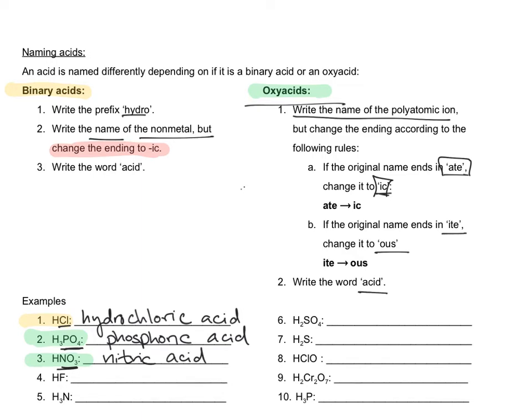So that one's a little bit more complicated, and you've got to remember this ate to ic and ite to OUS. The way that I help my class remember it is that we say we ate something icky. Ate something icky. That helps me remember it. And then you just have to know that the other one is ite, goes to OUS, because those are the other 2 things. But ate something icky, and then ite goes to OUS.